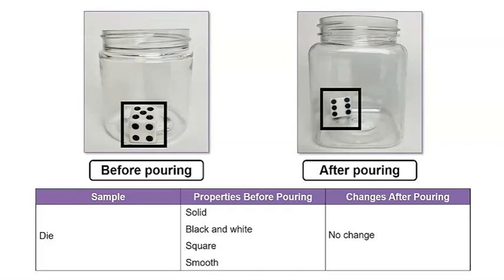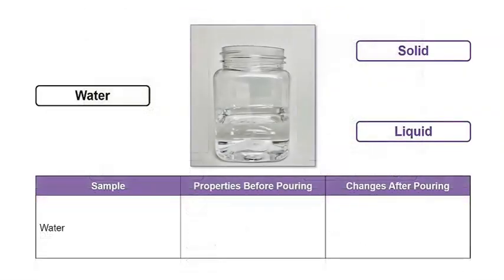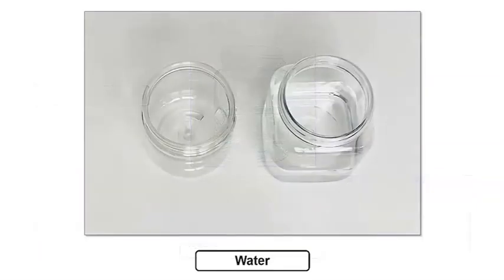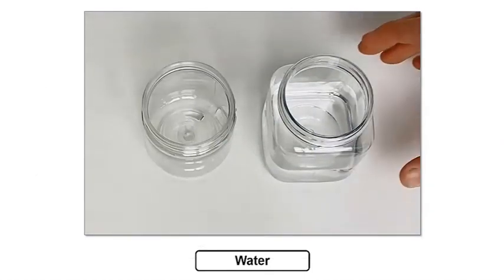Let's observe the water sample next. What do you notice? Do you notice that water is a liquid and it is clear? I noticed that too. I also noticed that the water is shaped like a square. Let's pour the water into the second container.